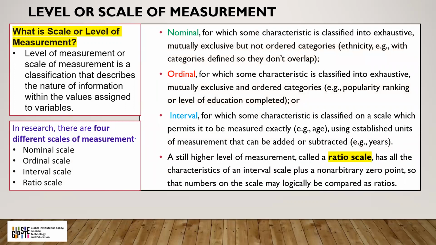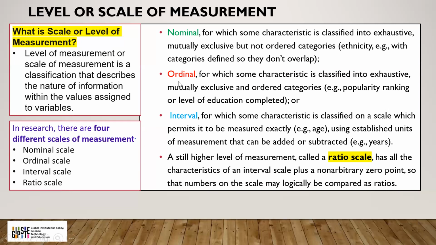With respect to nominal, some characteristic is classified into exhaustive, mutually exclusive, but not ordered categories. All right, so the category that you are using should be binary or categorical, but the levels should be exhaustive and mutually exclusive. If you take, for example, gender, you have male and female. You take the education level, you have maybe no education, basic, till you get to the university or tertiary education. It's supposed to be mutually exclusive. That's a definite category.